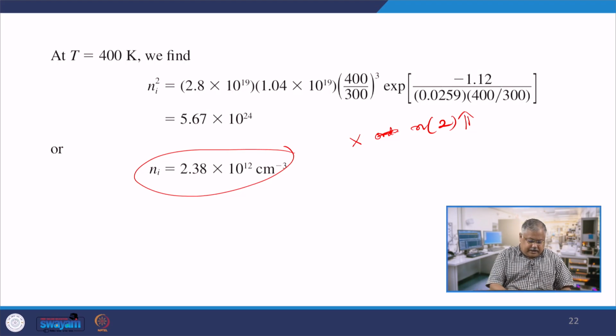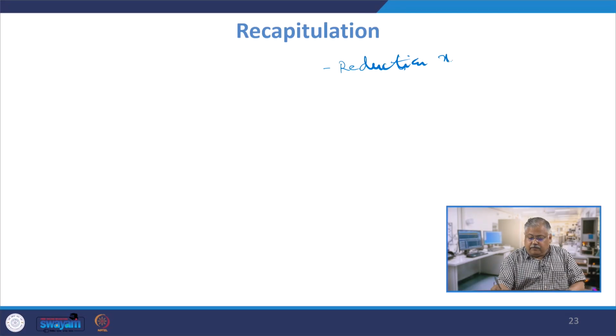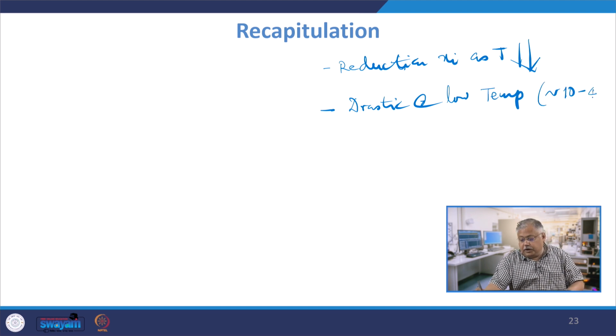Now, let me therefore recapitulate what we learned in this lecture 1. We learned 2 things, that the total number of intrinsic carrier concentration is the multiplication of the Fermi probability distribution function and the energy states distribution function. We also found out that the area under the curve is the number of Ni which is available to you, or intrinsic carrier concentration available to you. As you lower the temperature, the area almost goes down to 0. There is a reduction in the value of Ni as temperature comes down, and this is drastic at low temperature, somewhere around 10 to 4.2 Kelvin.